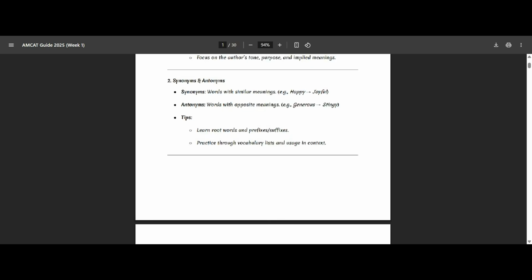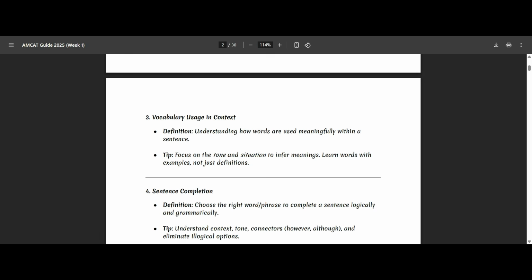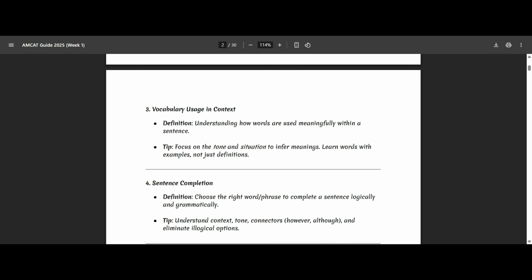Up next we have vocabulary usage in context. What does this mean? Understanding how words are used meaningfully within a sentence. So focus on the tone and situation to infer meanings. Learn words with examples, not just definitions.